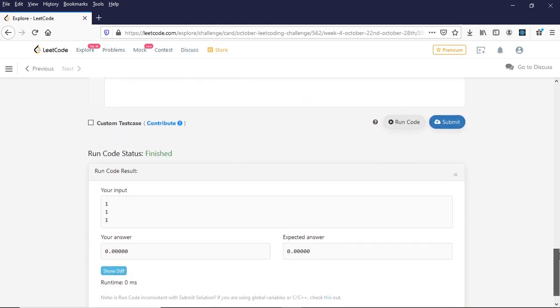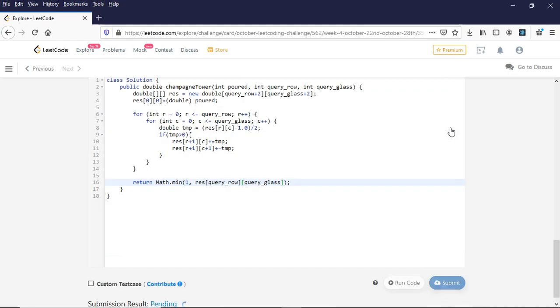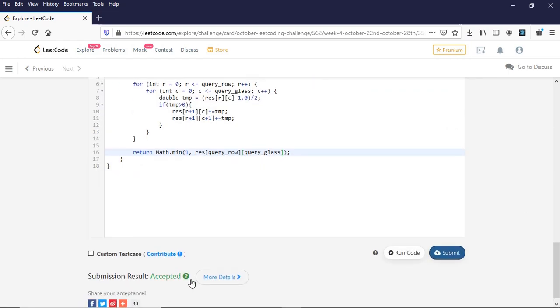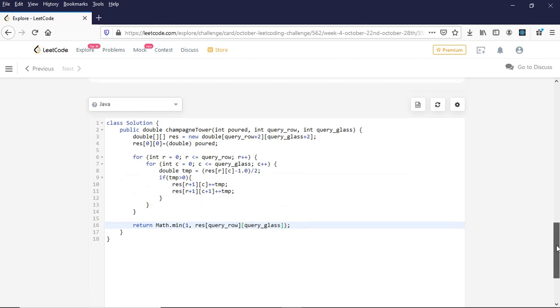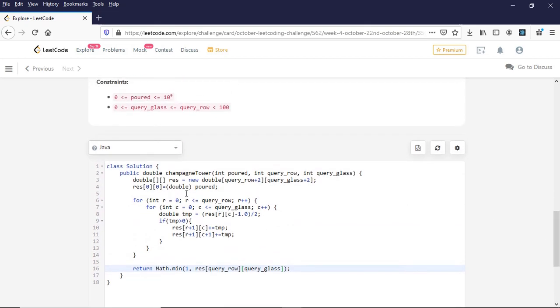Okay, so let's run this code and see whether it works fine. The test case is accepted. Let's submit the code. The code is accepted. So the time complexity of this algorithm will be R into C, where R is the query row and C is the query glass, and the space complexity will also be R into C.